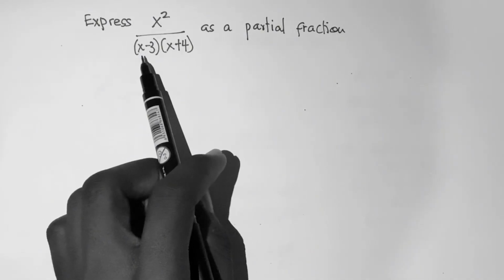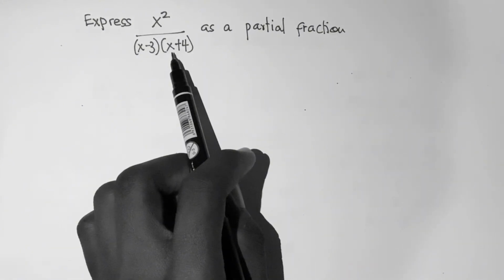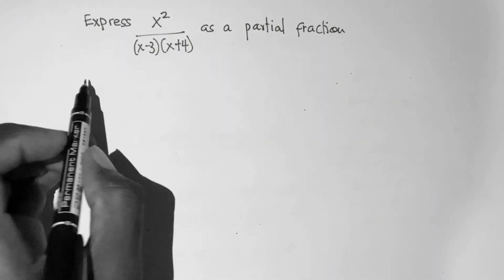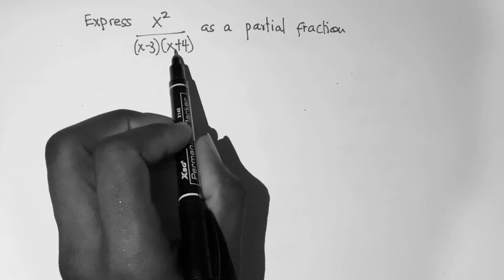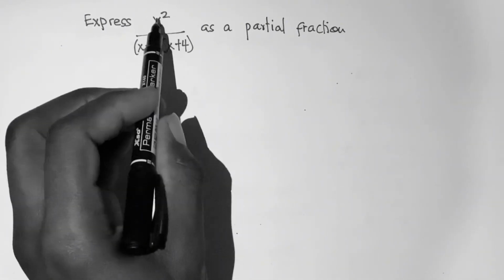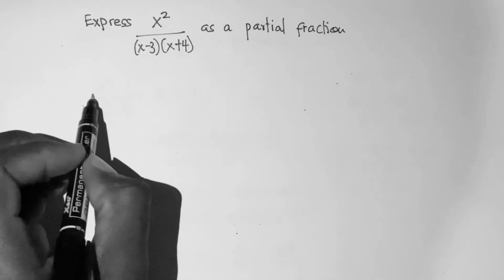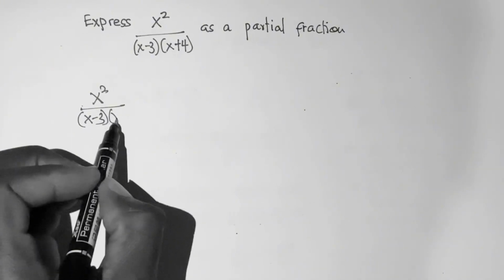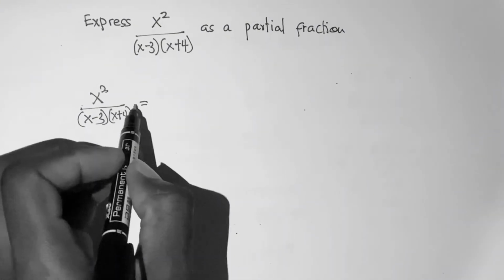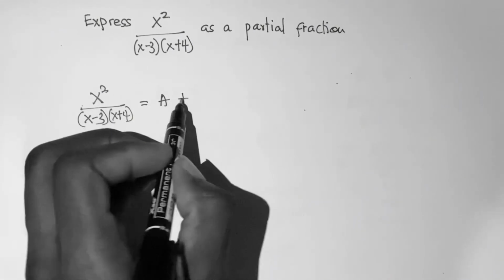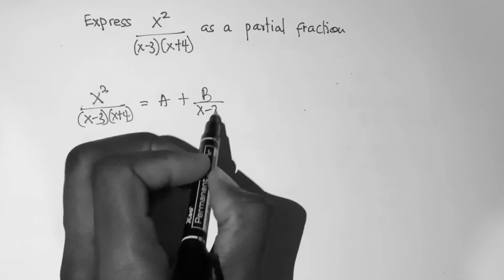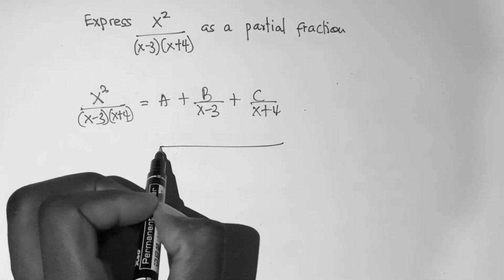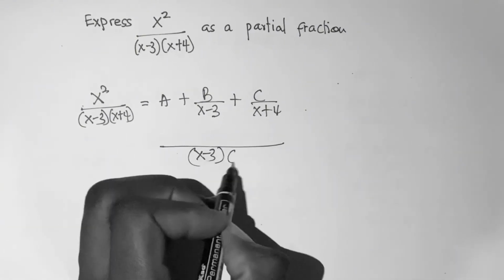Express x squared divided by x minus 3 times x plus 4 as a partial fraction. So now you can see that x times x is x squared. Since the powers on the numerator are equal to the powers in the denominator, we can rewrite this x squared divided by x minus 3 times x plus 4 as equal to a certain constant, which is A, plus B divided by x minus 3 plus C divided by x plus 4. So if we find the LCM, it's x minus 3 times x plus 4.